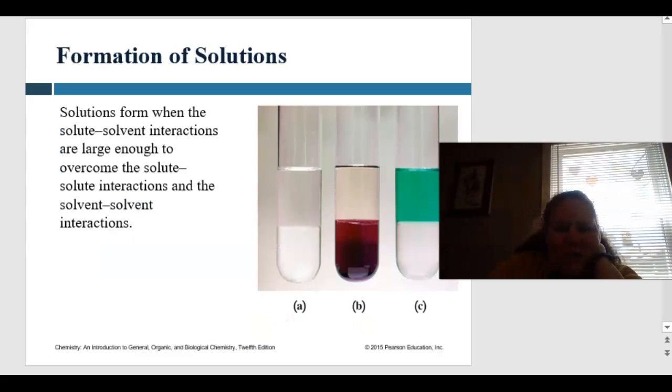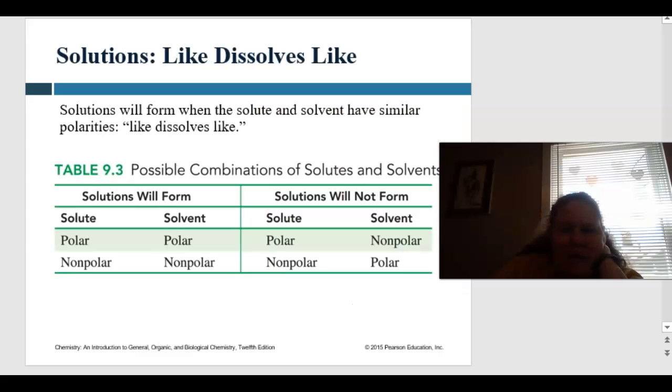All right, so we have a formation of solutions. Solutions form when the solute-solvent interactions are large enough to overcome the solute-solute interactions and the solvent-solvent interactions. So again, a handy label: like dissolves like. Solutions will form when the solute and solvent have similar polarities. Again, like dissolves like. So solutions will form when the solute and solvent are alike, but they will not form when they are not alike.